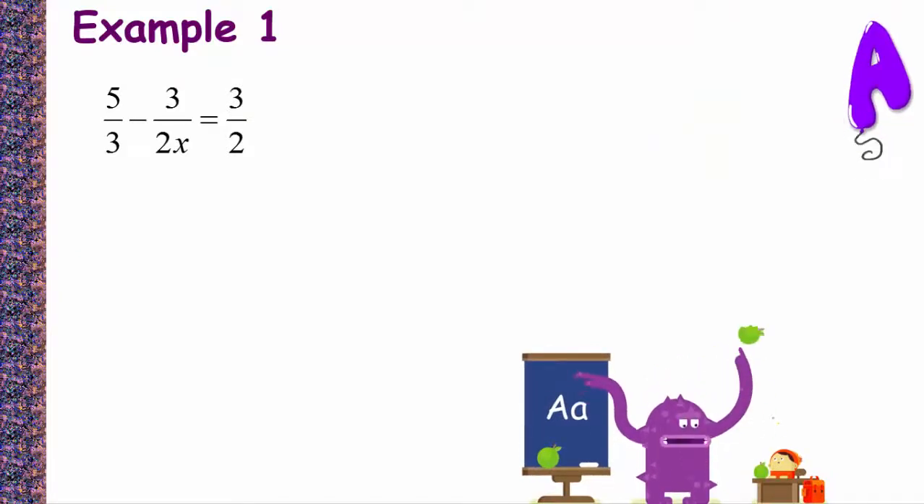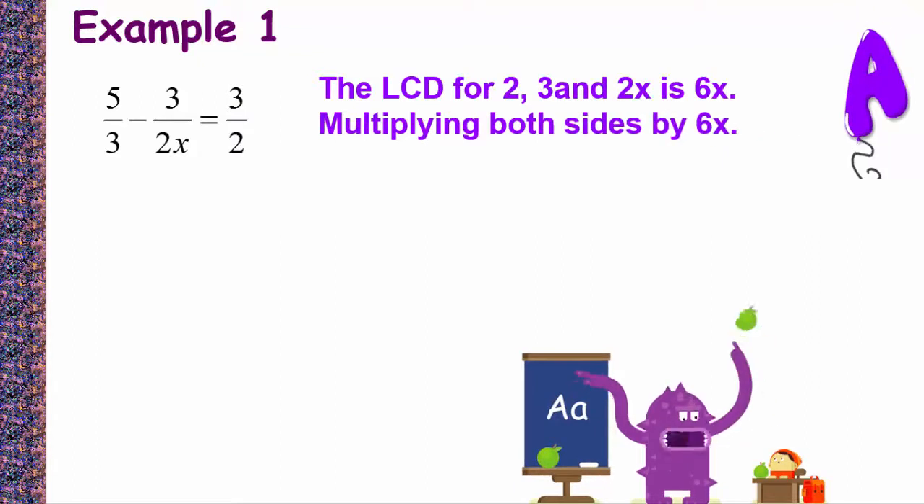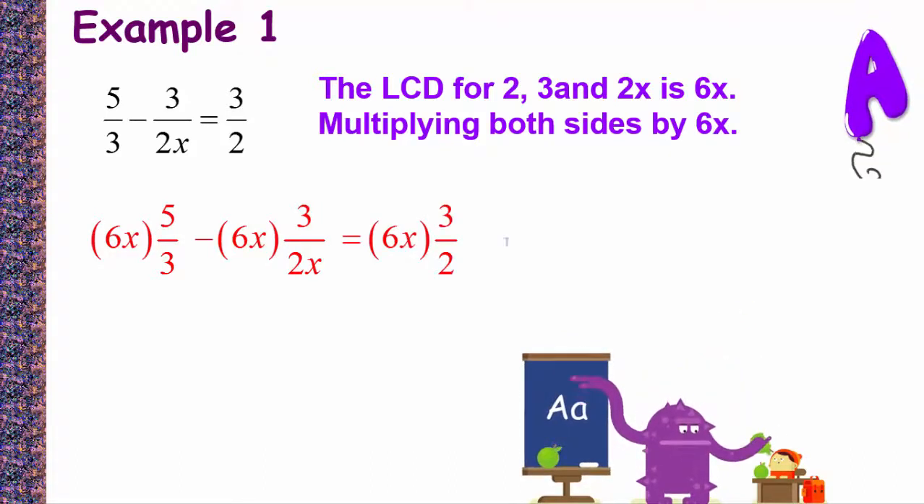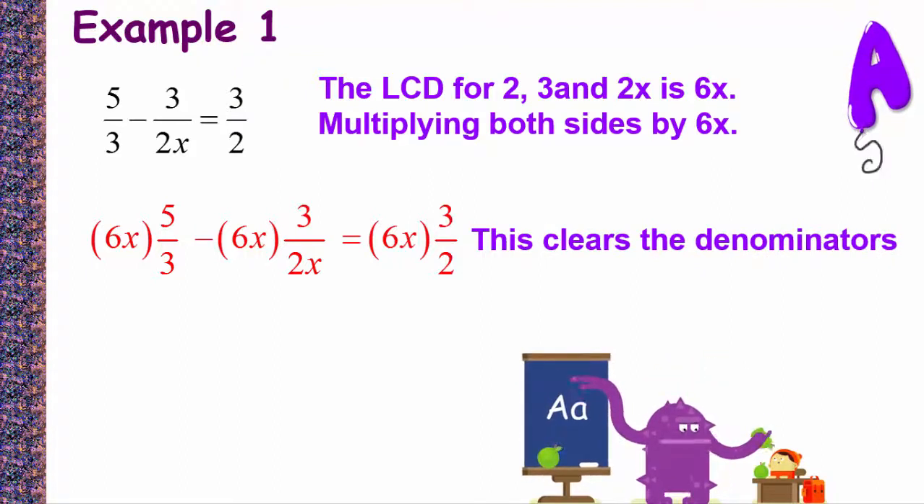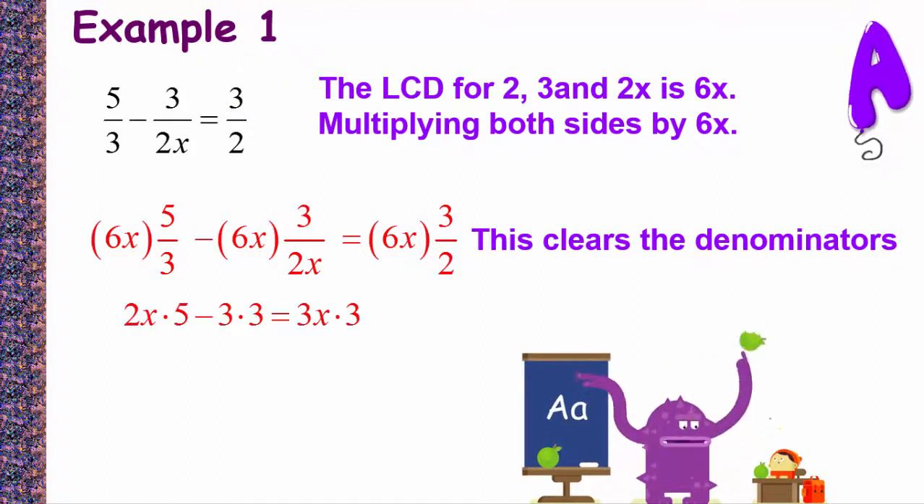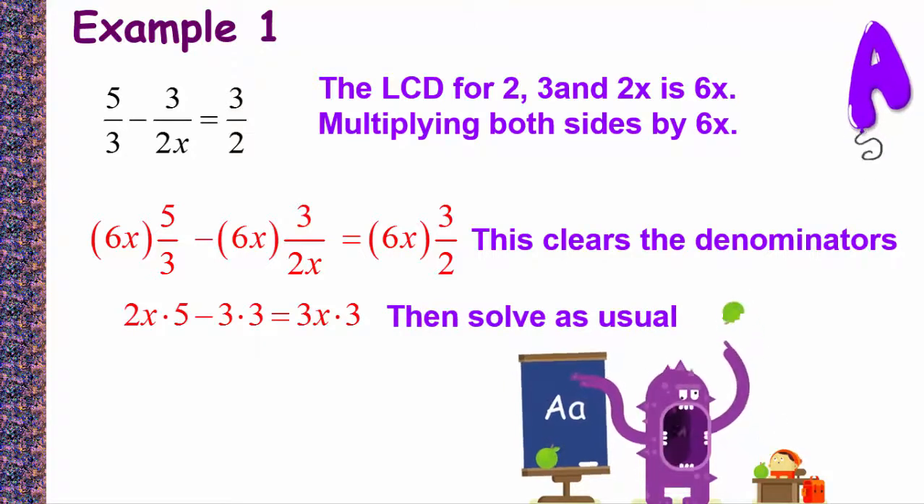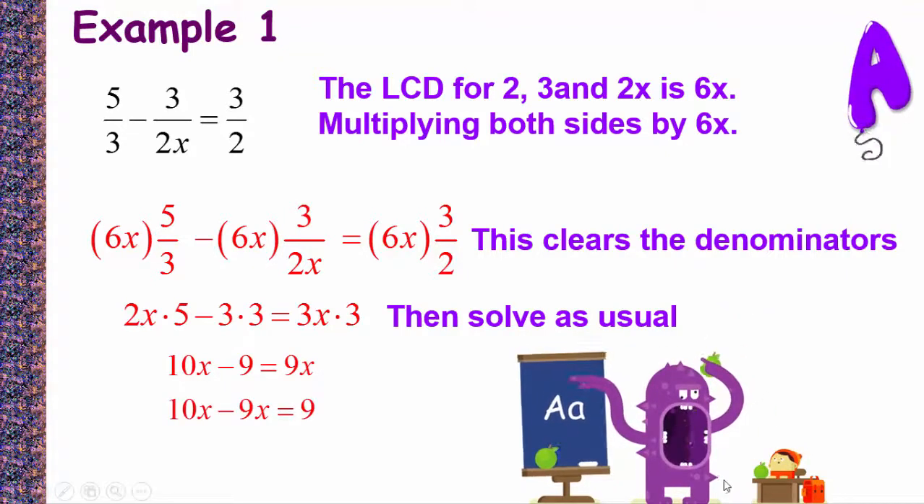Reviewing what we just did on the whiteboard, we found that the lowest common denominator for 2, 3, and 2x is 6x. We multiplied both sides by 6x. This clears the denominators. And 2x times 5 minus 3 times 3 is equal to 3x times 3. Then we solve as usual. So we have 10x minus 9 is equal to 9x. We put all the x's on one side and the constants on the other side to get 10x minus 9x is equal to 9. And we get x is equal to 9.